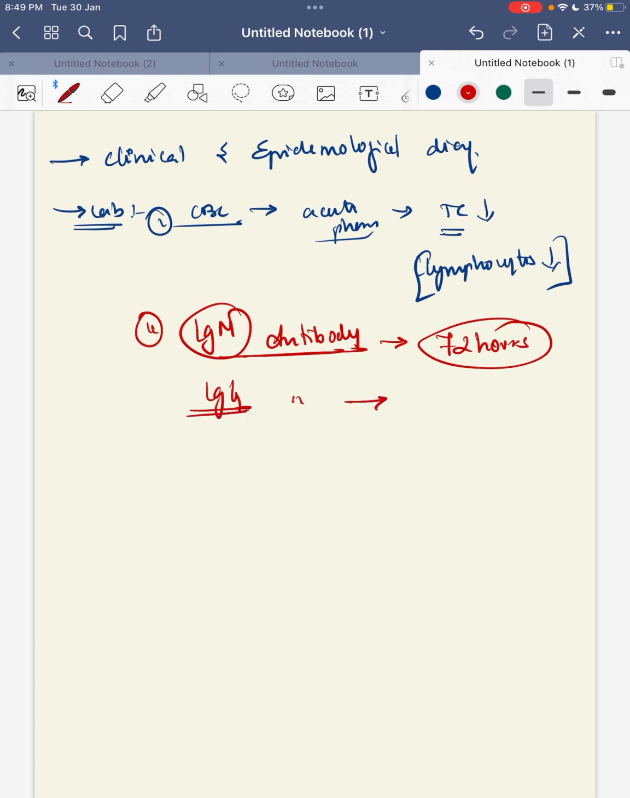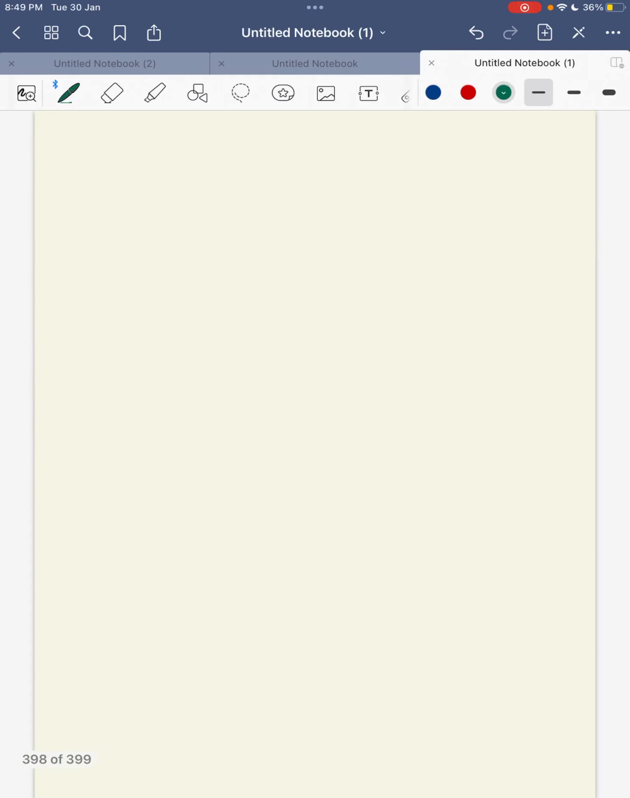Or after that, you can send for IgG antibody, but you need a serological titer that should be doubled, so you have to send the IgG antibody titer at a 2 to 4 weeks interval also. Okay, so this is about measles. Next we will discuss the main topic, that is SSPE.